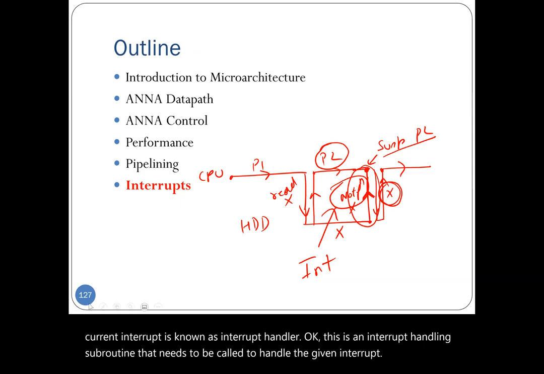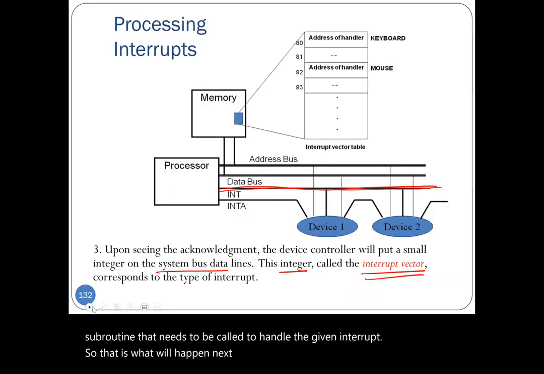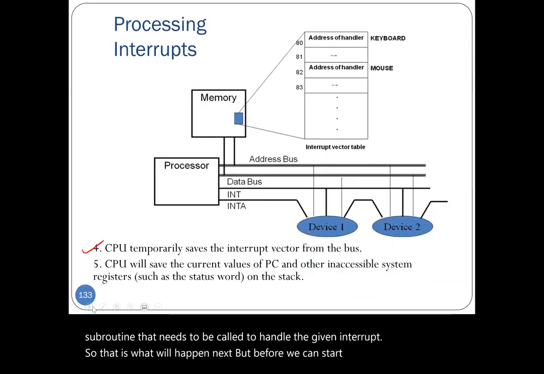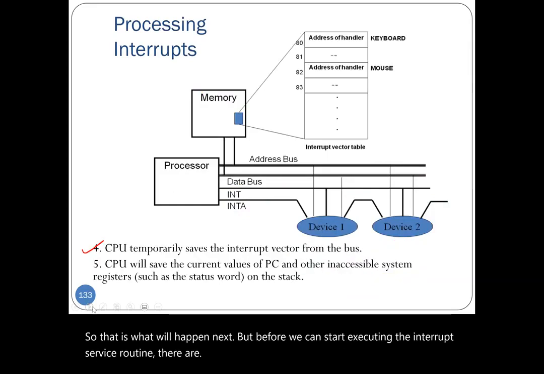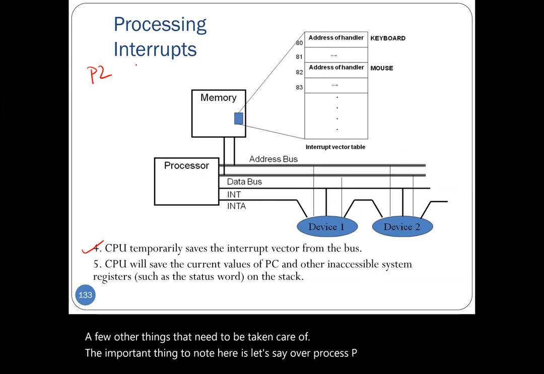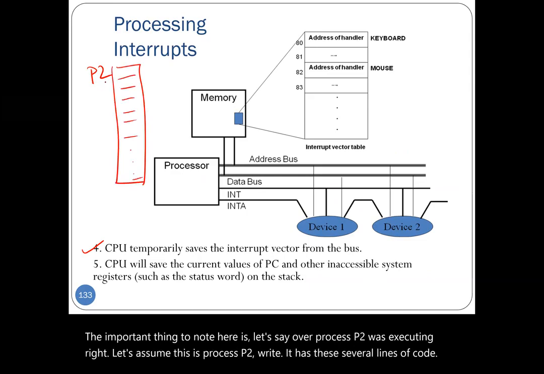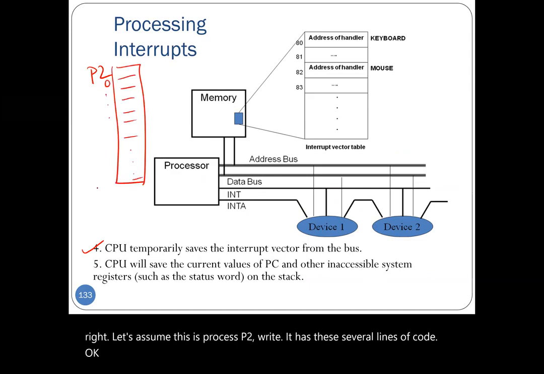So that is what will happen next. But before we can start executing the interrupt service routine, there are a few other things that need to be taken care of. The important thing to note here is, let's say our process P2 was executing. Let's assume this is process P2. It has several lines of code, all the way from 0 to n-1.